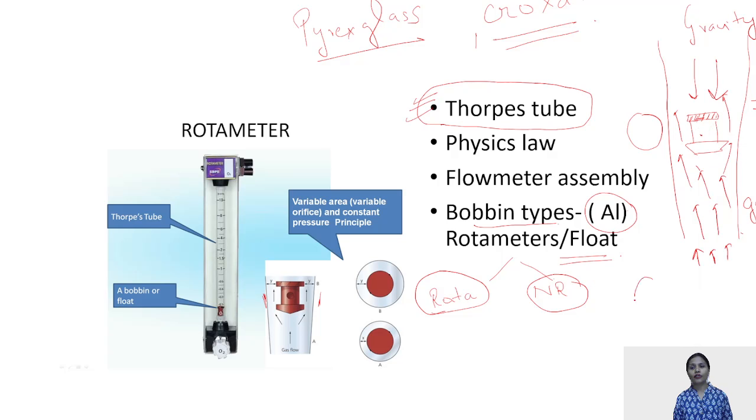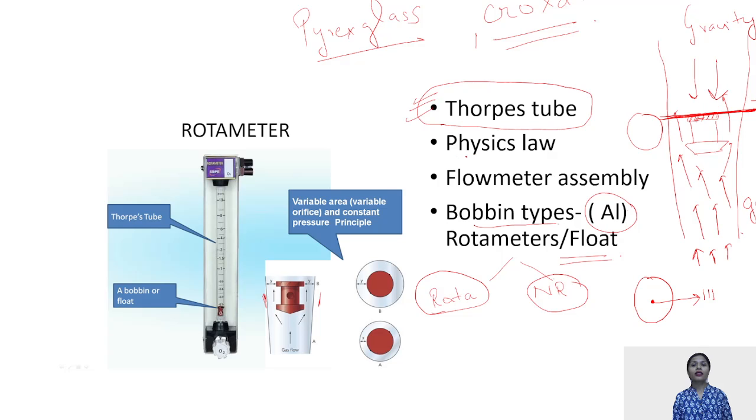If you have a spherically shaped bobbin, then you have to take the reading which corresponds to the center of this bobbin. But if you have a bobbin of this shape, then the upper rim is taken. The upper rim is taken to tell the flow rate of the gas. This is how you read the bobbin.